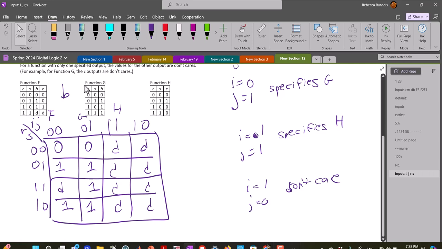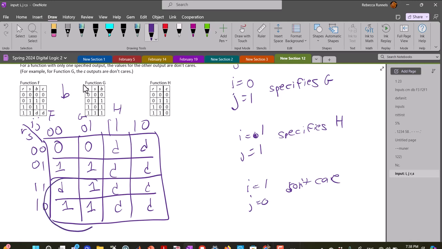Alright, so now I want to minimize this, and the best way to do that will be with this group and with this group. So I get that B equals I bar S or I bar R. Now, when I go to make my circuit, it'll probably be slightly less cost to write it like that, I bar times S plus R.